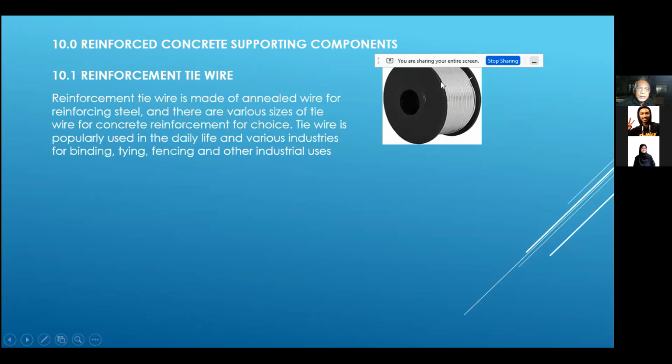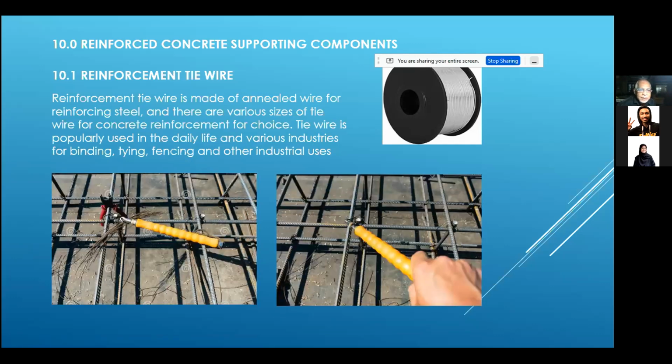So the first is what we call the wire tie. Reinforcement tie is made of wire for reinforcing steel, and there are various sizes of tie wire for concrete reinforcement. Tie wire is popularly used in daily life and various industries for binding, tying, fencing, and other things. In fact, they can also use plastic wire ties, but normally they use steel wire ties. This one is plastic wire ties.